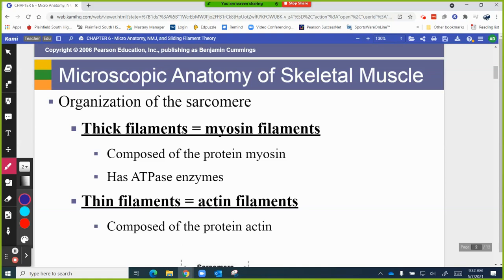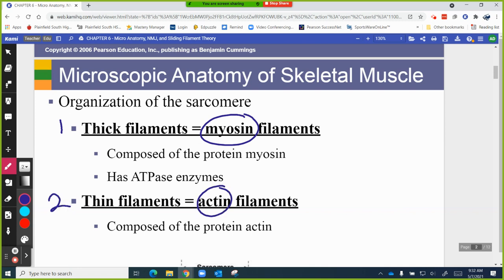So I mentioned these two filaments yesterday. We talked about those during the lecture, but this is a little bit more information about them. So there's the two filaments, the thick and thin. Your thick filament is the myosin filament. The thin filament is the actin filament.